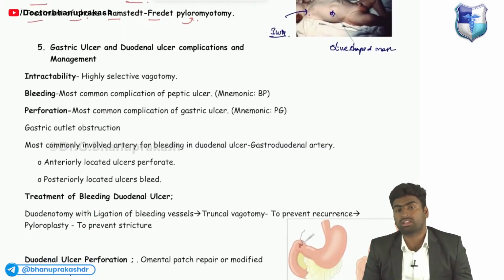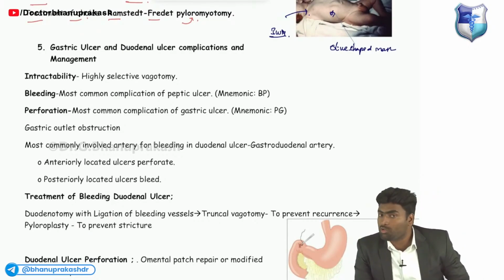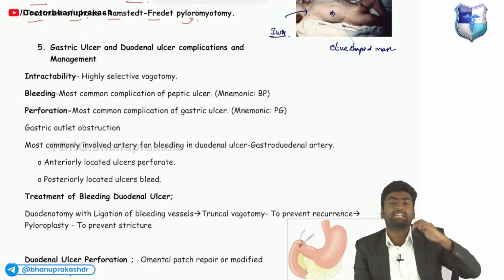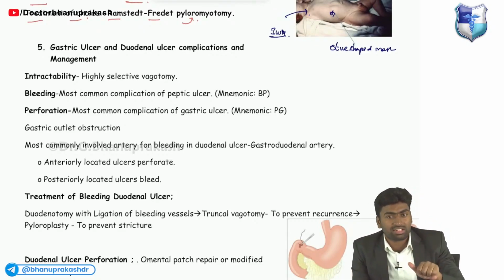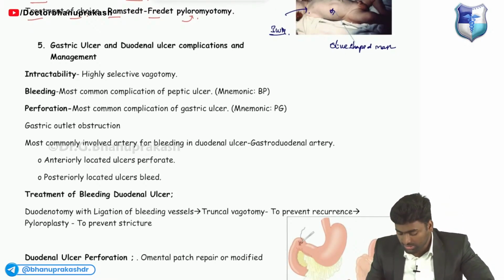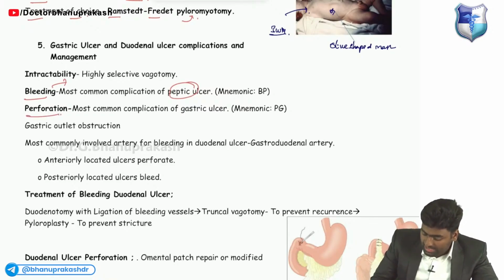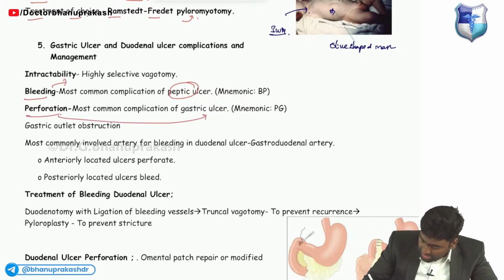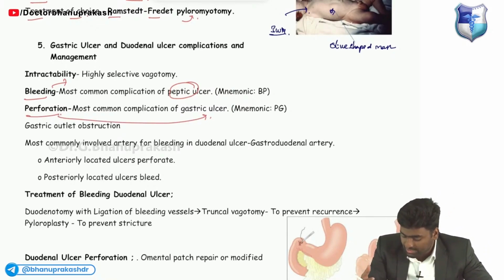In gastric and duodenal ulcer, you need to know about the complications. A few complications include: it may erode the arteries and cause bleeding. Second, it can erode and cause perforation over these regions. So it can cause perforation and bleeding. The most common complication of peptic ulcer is bleeding, whereas perforation is most commonly seen in the case of gastric ulcer.